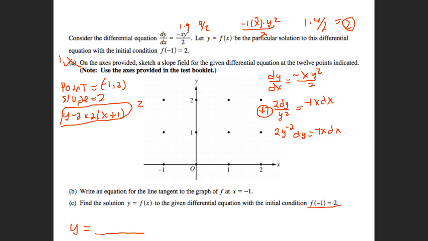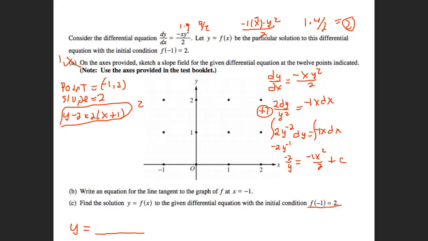Okay, now it's time to take the integral. So I'm going to take the integral of both sides. So the integral of this one, so if I add 1 here and put it over, so this is going to be 2y to the -1 over -1, but I'm just going to put that negative in front of the 2 here. So it's really going to be -2 over y is equal to, well, if I take the integral of this one, I end up with -1x squared over 2 plus c.